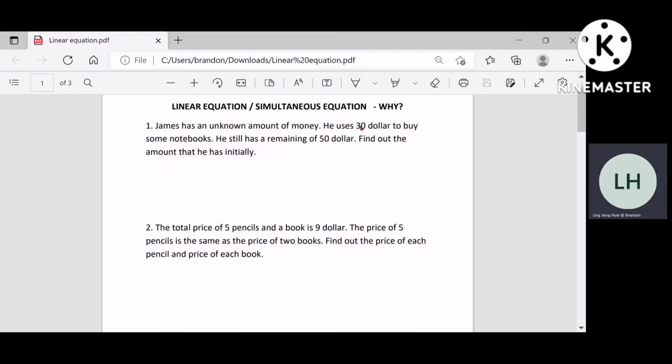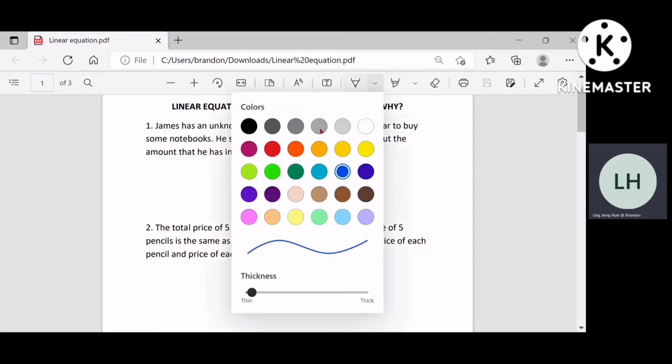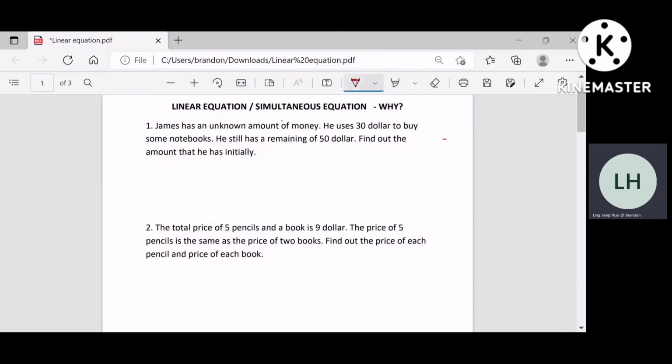James has an unknown amount of money. So in this case, you can use X to depict the amount of money that he has. He uses $30 to buy some notebooks, and he still has a remaining of $50. Find out the amount that he has initially.